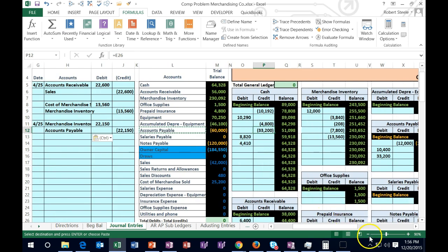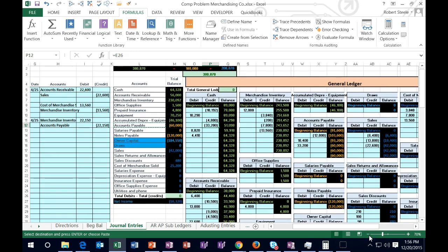I'm going to make this a little bit smaller on our taskbar, to 70%. We're going to post this merchandise here. It's the third account on our trial balance, also the third account on our general ledger, and we're buying more of it. We got the debit side of it. I'm in cell S14, which equals the 22,150, bringing the balance up like so. Then we're going to go to accounts payable. That'll be the second account.